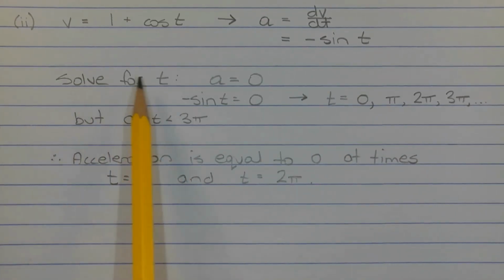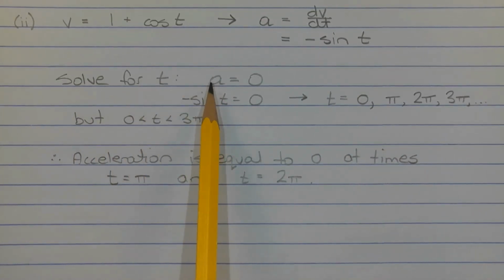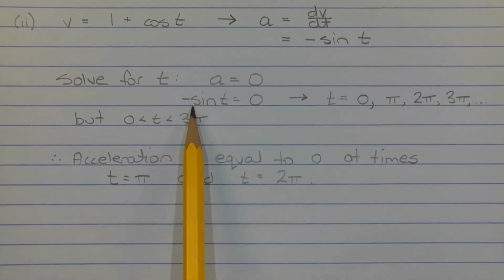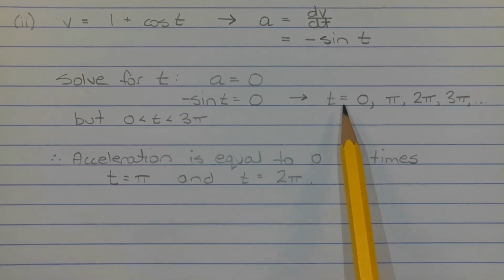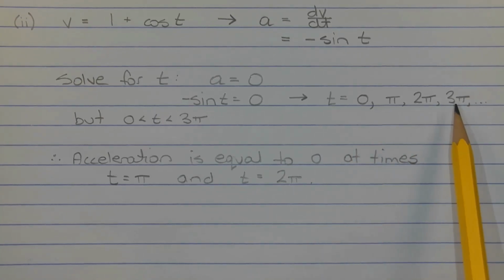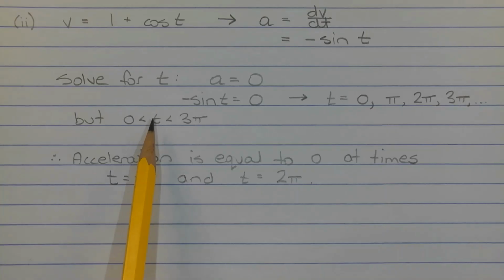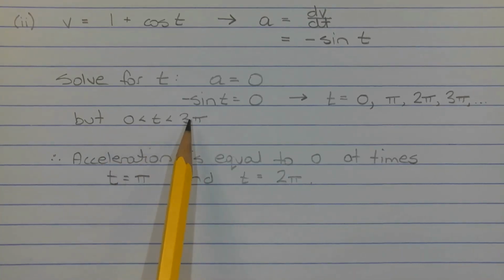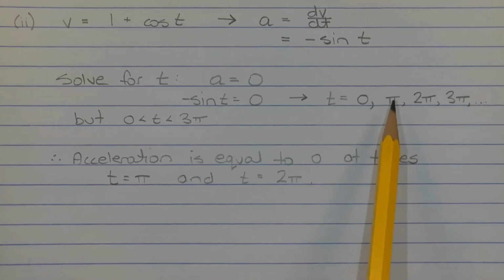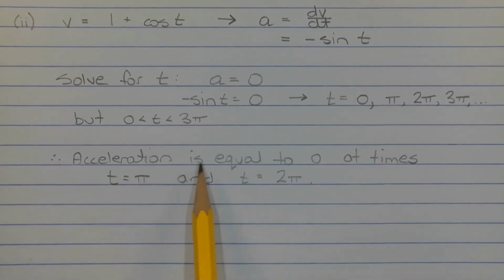So we need to solve for t the equation acceleration a equals 0. In other words, negative sine t is equal to 0. And the solutions are t equals 0, pi, 2 pi, 3 pi, and so on. But like part 1, the value of t has to be greater than 0 and less than 3 pi. So the only valid solutions are t equals pi and t equals 2 pi. Therefore, the acceleration is equal to 0 at times t equals pi and t equals 2 pi.